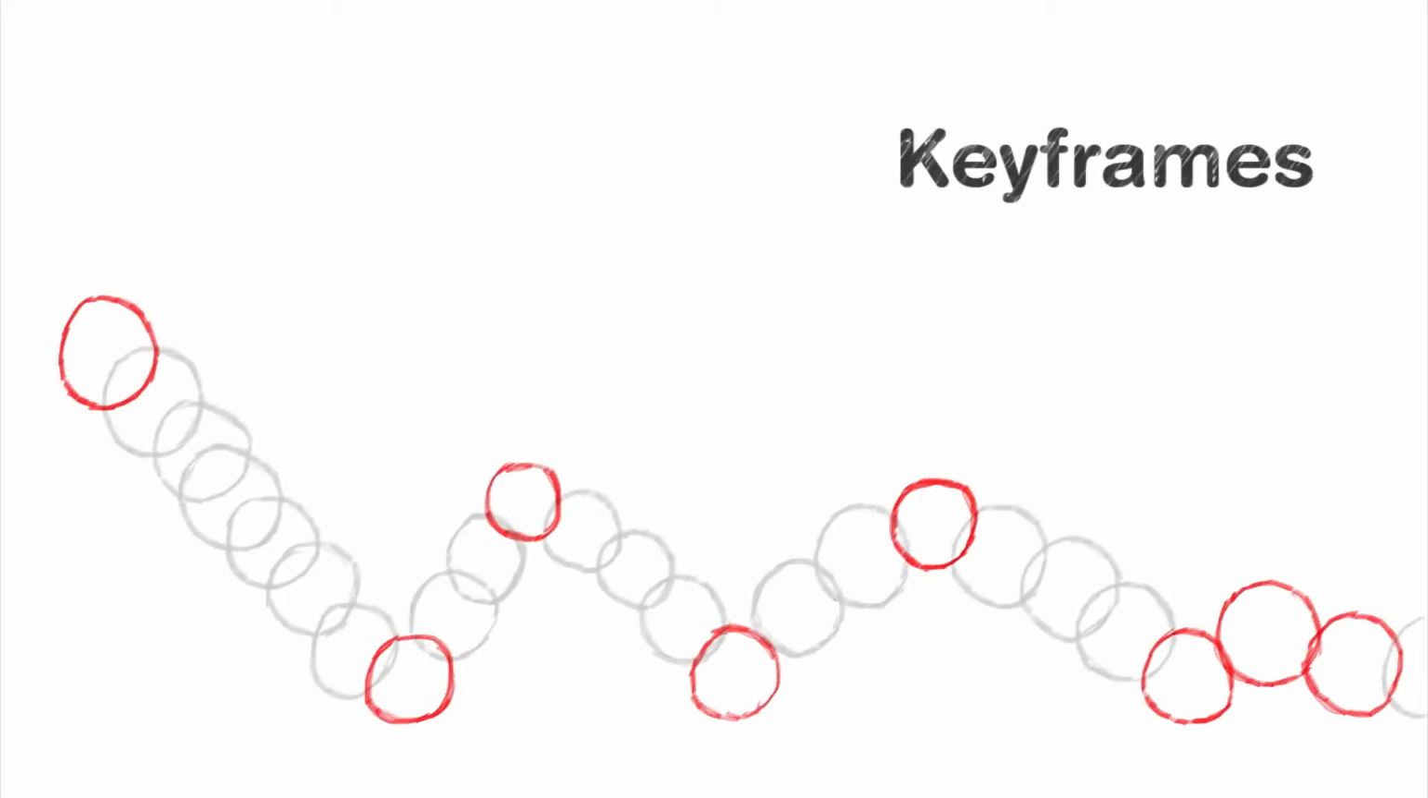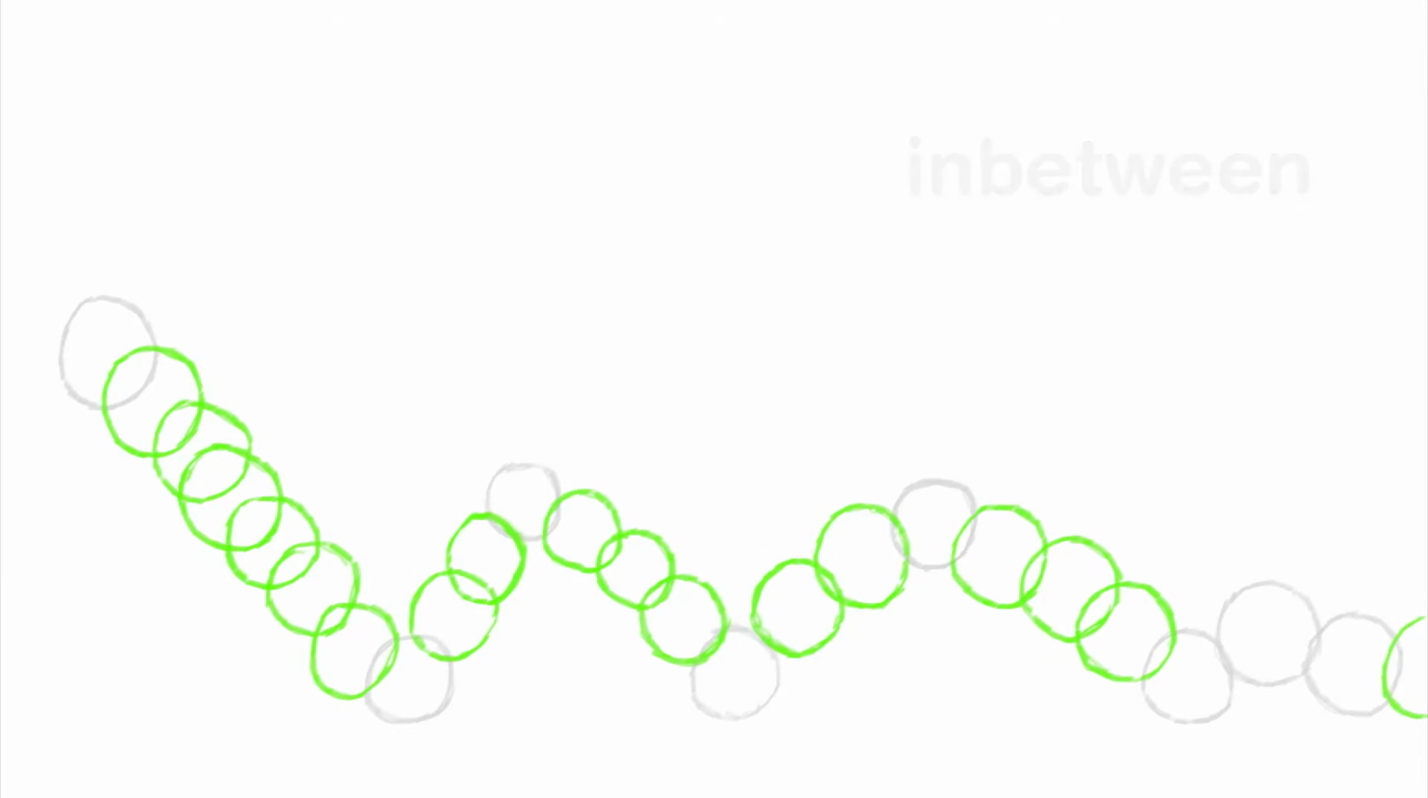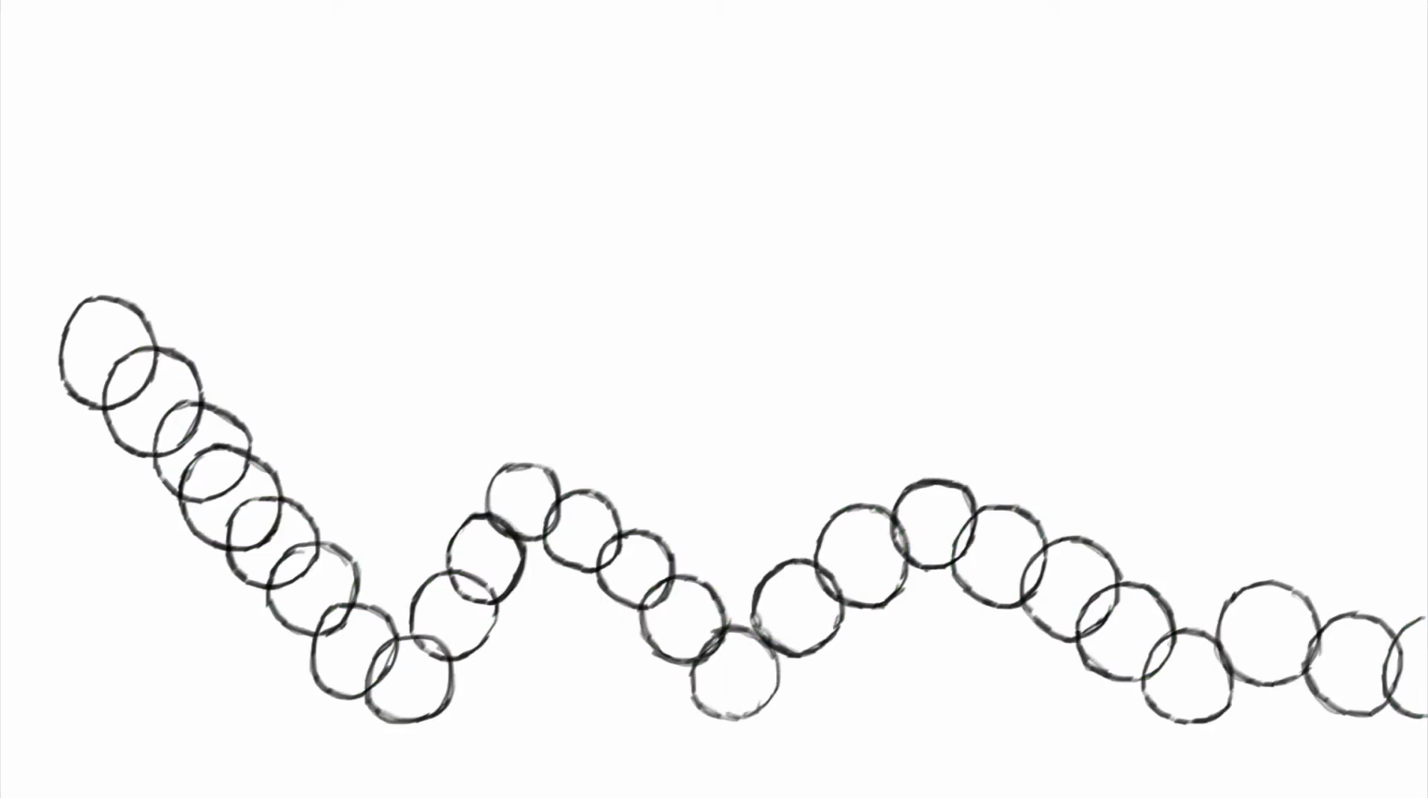Keyframes define the motion of the animation. They help with timing the movement of the animation itself. In-between frames are the frames in between keyframes. In-between frames allow the transition between keyframes to appear more smoothly. Together, these 2 types of frames create the illusion of motion.